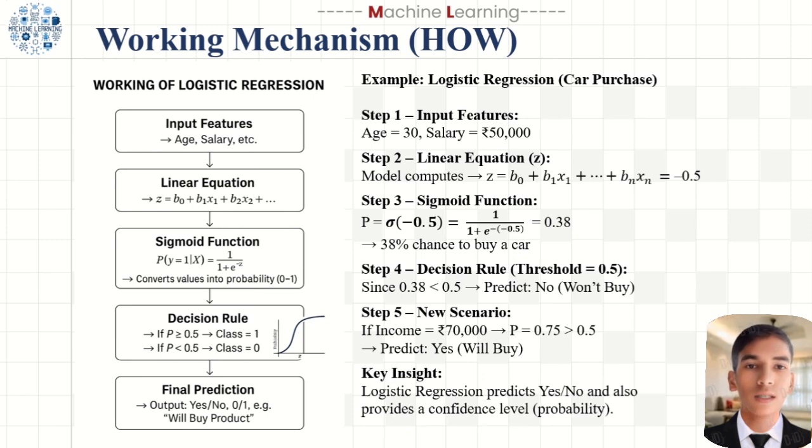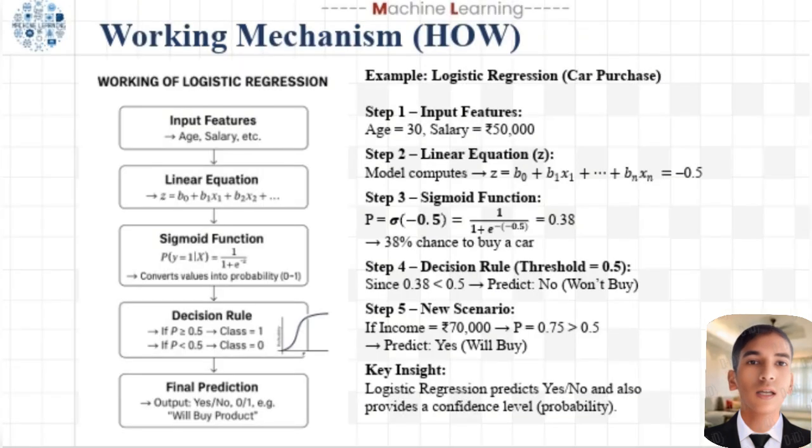logistic regression doesn't just give a yes or no answer. It also provides a probability, which shows how confident the model is. In this case, 38% shows low confidence in buying, while 75% shows high confidence. This is the beauty of logistic regression. It takes raw numbers, converts them into probabilities, and then makes decisions that are simple and interpretable.